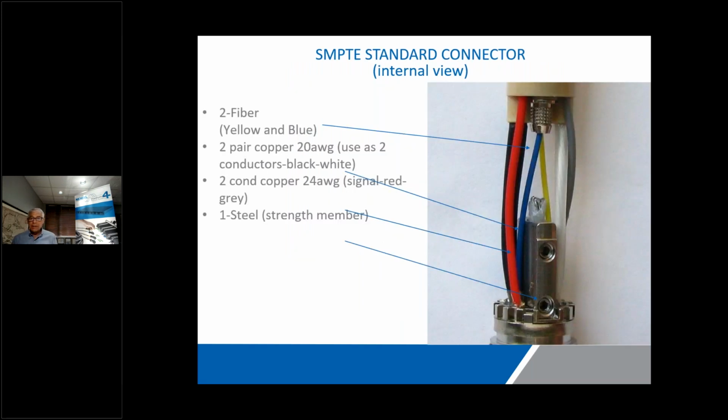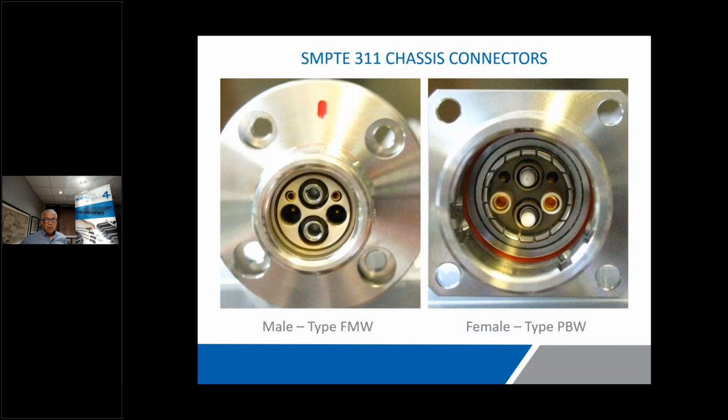Taking a close look at the inside of this is a typical LEMO SMPTE connector, you can see the fibers and the copper, and you can see the strength member cut off of that hex key in the connector for strain relief. Taking a front view of the chassis connectors, again, these are LEMOs, and they're not the only ones available, but they are probably the most common.